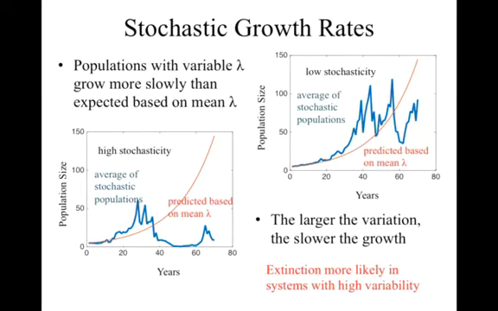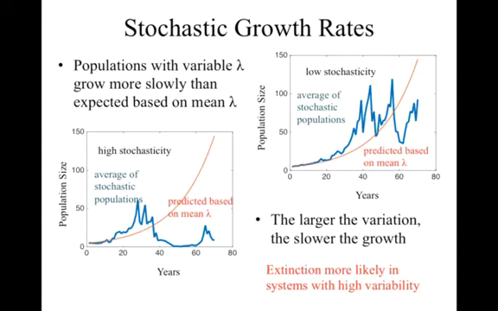And so this is actually a very well-known phenomenon. Populations that have variable growth rates, variable lambda or variable r, actually grow more slowly than you would expect based on their average value of lambda, their average population growth rate, or their average exponential growth rate. And in fact, the higher the stochasticity, the more your lambda or your little r is bouncing around and going all over the place, the slower your actual population will grow relative to what you would predict if you just averaged the growth rate over all the years and used that to predict your growth rate.